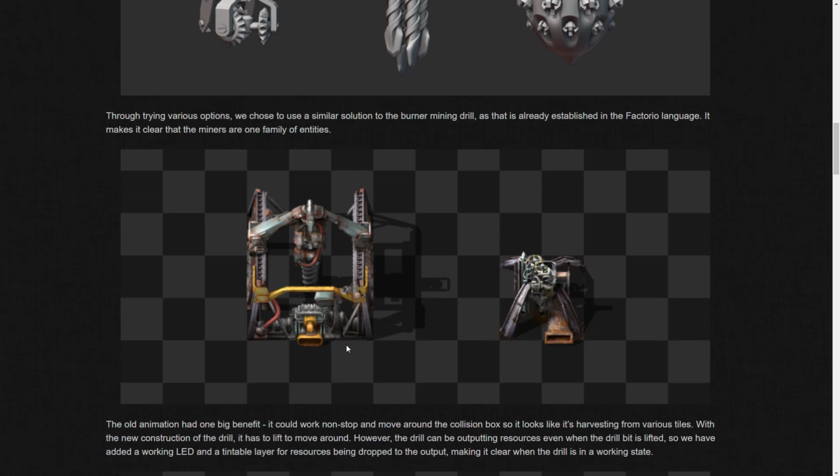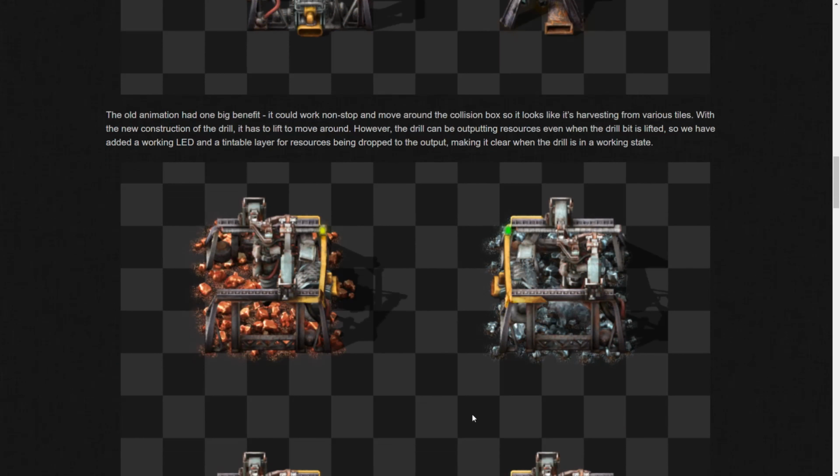So under the animation, the old animation had one big benefit. It could work nonstop and move around the collision box, so it looks like it's harvesting from various tiles. With the new construction of the drill, it has to lift to move around. However, the drill can be outputting resources even when the drill bit is lifted. So we have added a working LED and a tintable layer for resources being dropped to the output, making it clear when the drill is in a working state.